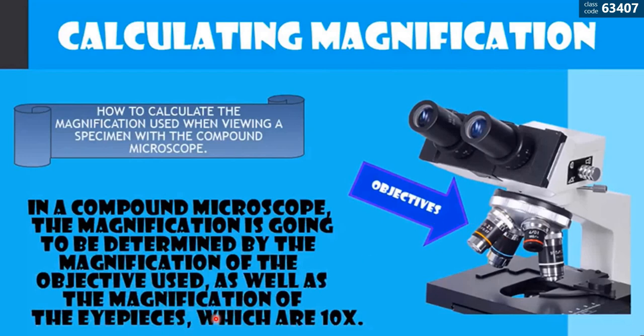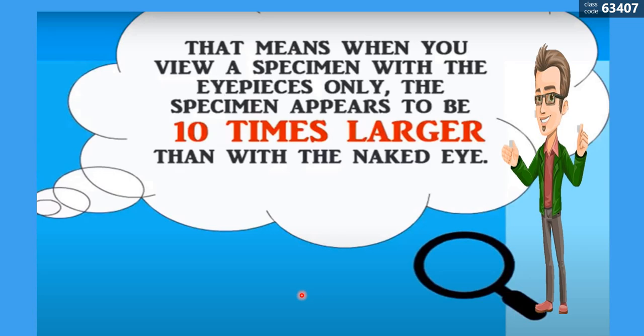So, the eyepieces already have 10x. The magnification of the given objectives below will be added to it. So, it becomes larger. That means when you view a specimen with the eyepiece only, the specimen appears to be 10 times larger than with the naked eye. When you use the objectives, it becomes even larger. So, it depends on what you use.